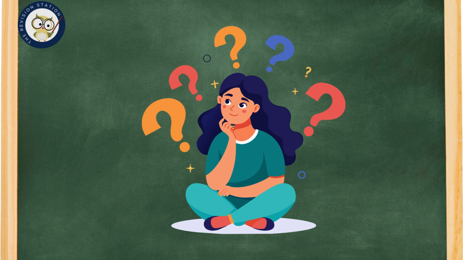Asking questions can be quite difficult in English because we have so many ways to do it. But there's one thing you do need to remember, and that's that we often change the word order. So let's have a look at some examples.